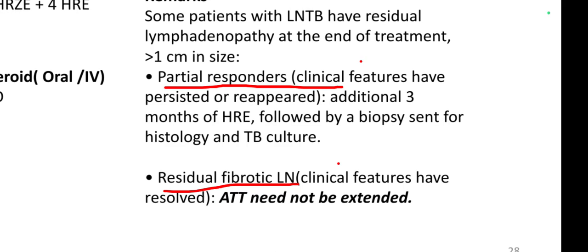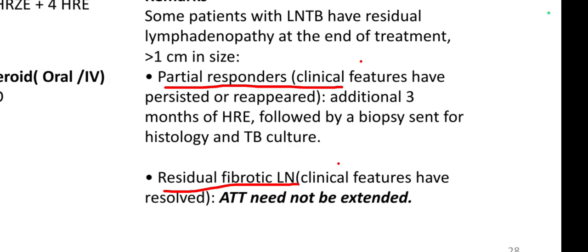In such patients, give an additional 3 months of HRE. You have to extend the continuation phase for 3 months, and side by side do a biopsy from the lymph node, look at the histology and send it for TB culture. Also, do CBNAAT testing in such patients to rule out drug-resistant TB cases.